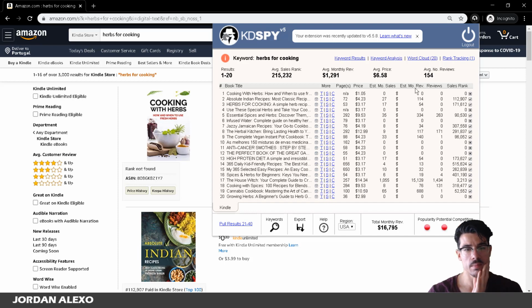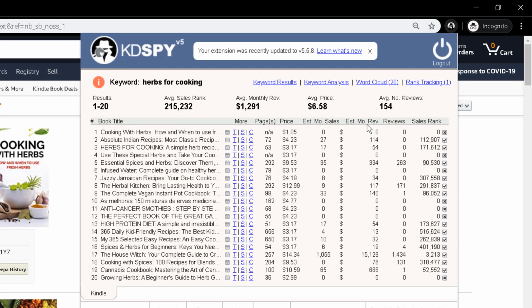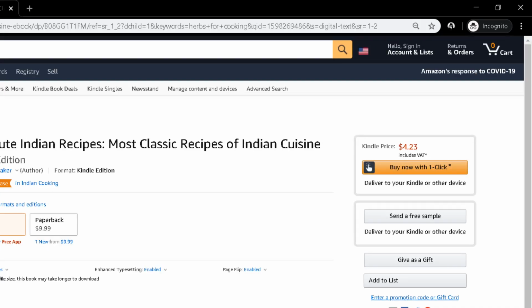And it doesn't seem... The thing that I'm seeing over here, it's kind of like the other one. It doesn't seem like many of these books are exactly about herbs. Let me check more exactly. Cooking with herbs, absolute Indian recipes. That doesn't seem exactly related to herbs.